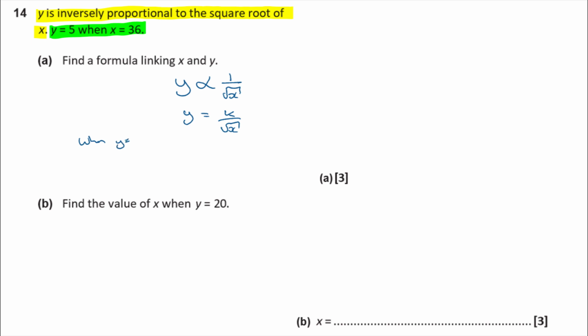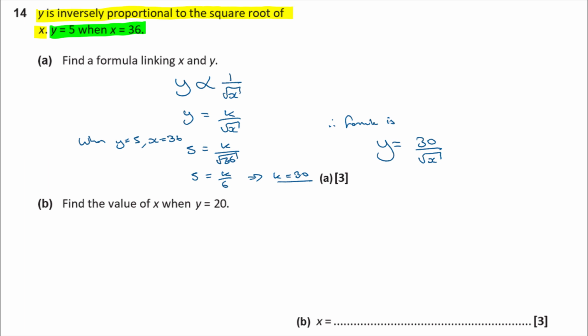When y equals 5, x is 36. I'm going to sub those in and then the only thing we won't know in what we get is k, and then we can find it. So 5 equals k over root 36. The square root of 36, that's 6. So 5 equals k over 6, and then cross multiply, and that implies that k is equal to 30. So therefore the complete formula is y is equal to 30 over the root of x.